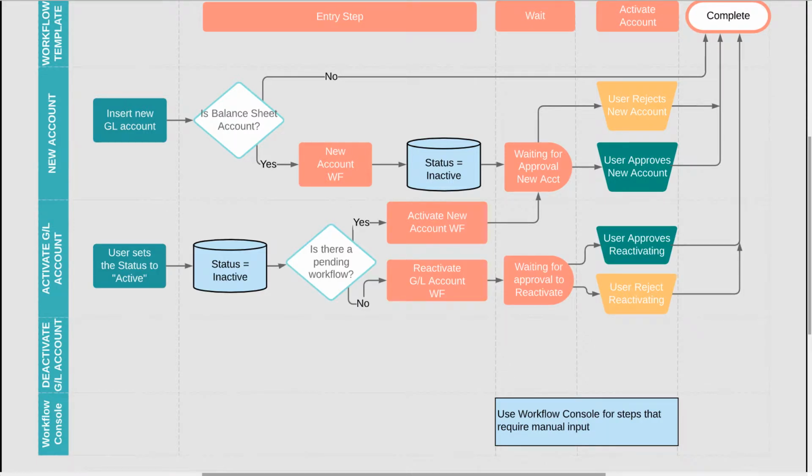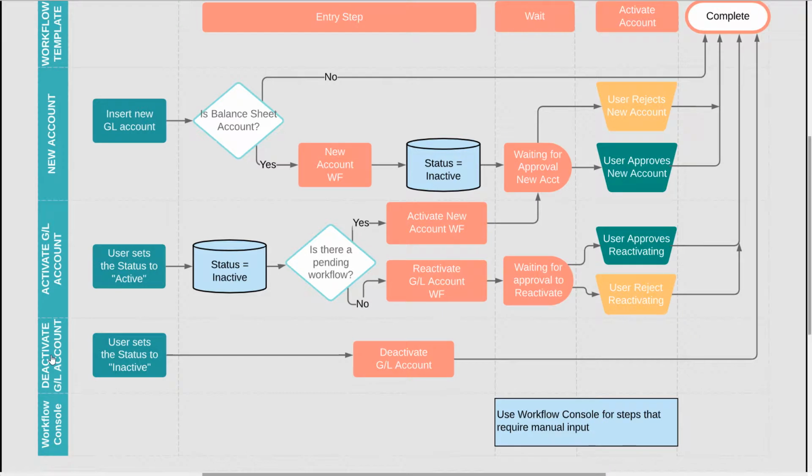The Activate GL account is when a user sets the status to active on the Sage 300 screen. When that happens, because we want the workflow to control this field, we will reset the status to inactive and then work out whether there is a pending workflow or not. If there is already a pending workflow, we'll complete the new instance and wait for the approval. If there is no pending workflow, we will start the Reactivate account workflow. And from there, the record can be approved or rejected. If a user in Sage 300 sets the status to inactive, we're going to start the Deactivate GL account step.